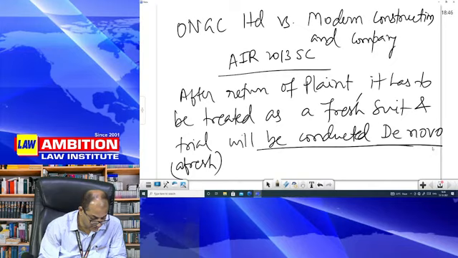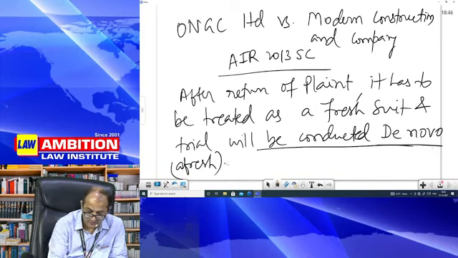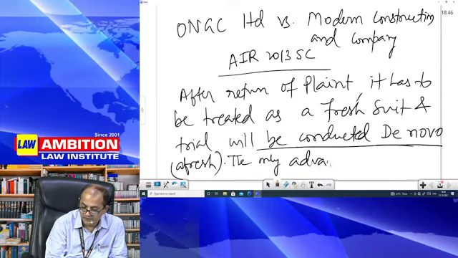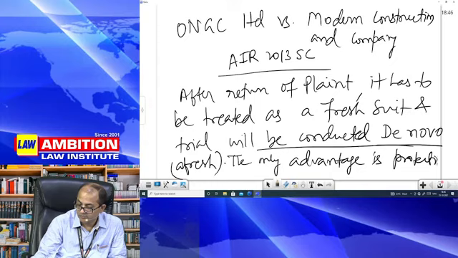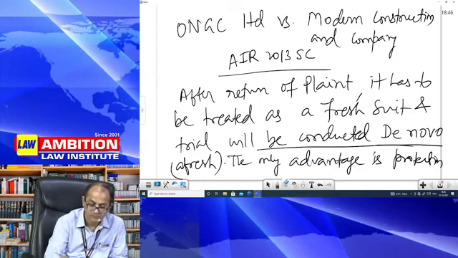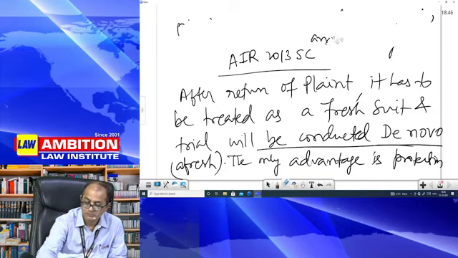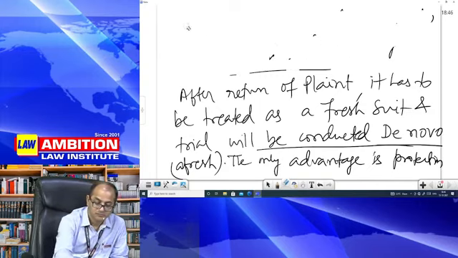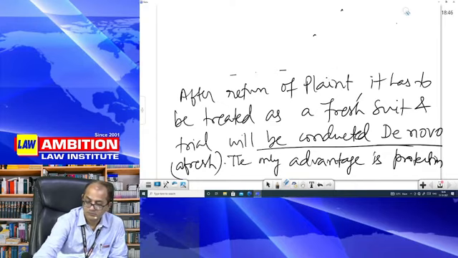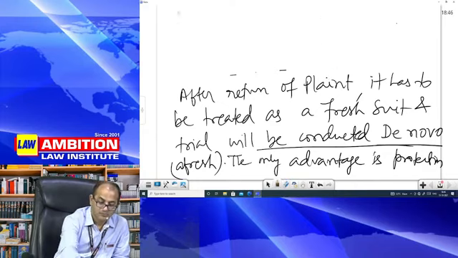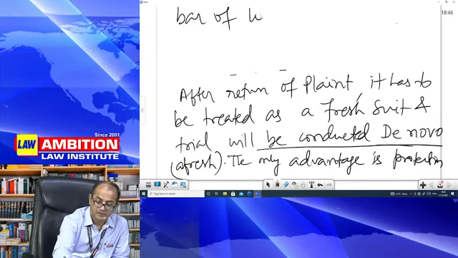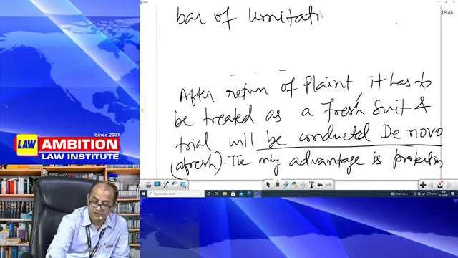The only protection could be to take advantage of the provision of limitation and court fee paid earlier. The only advantage is protection from bar of limitation. This is number one protection.